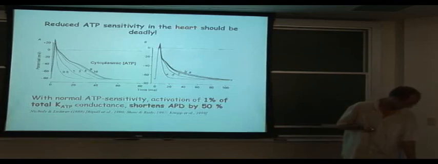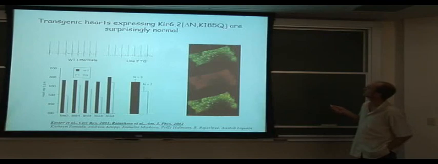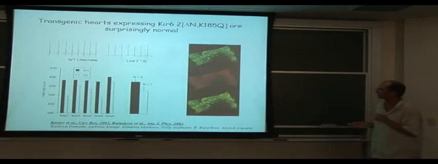And it was wrong. So in fact, we found that transgenic hearts expressing the double mutation seem to be almost perfectly normal. Now these are telemetric recordings of electrocardiograms from wild-type hearts, and in this case, line 2 transgenic hearts. We had 4 separate lines, and they're all more or less the same.